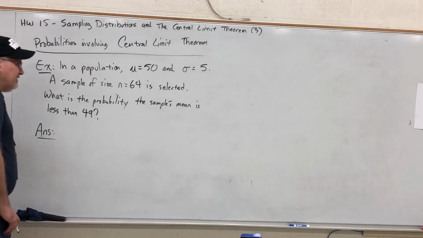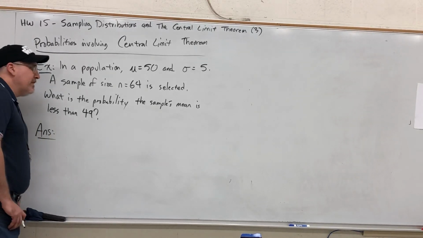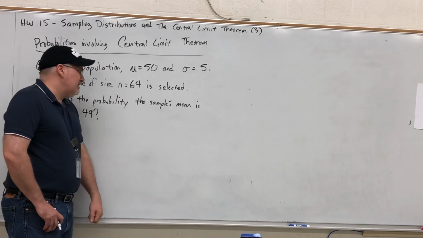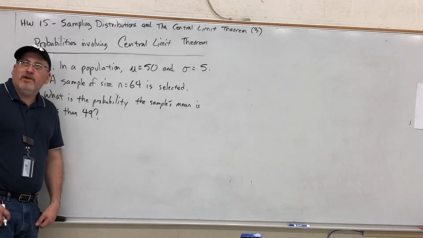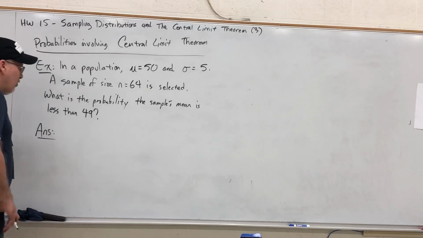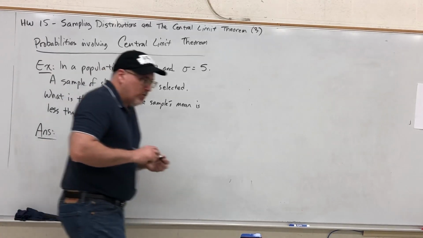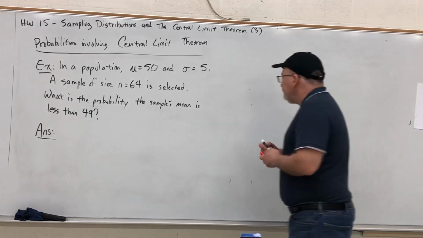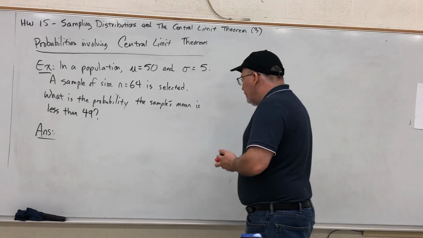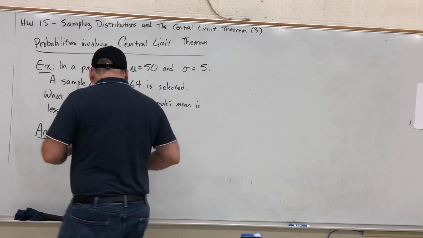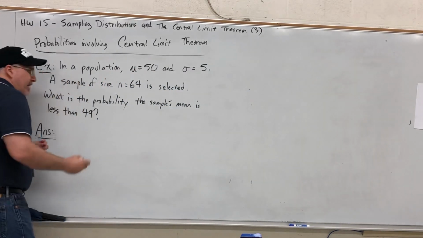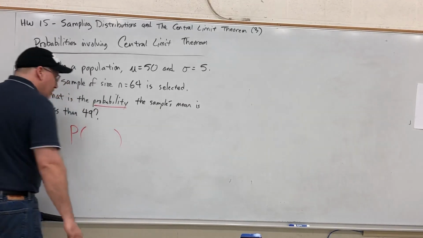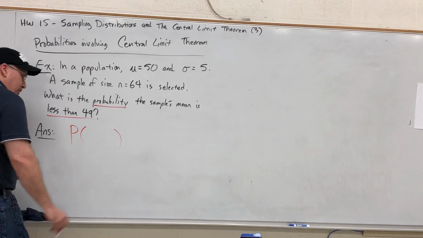What is the probability that the sample's mean is less than 49? In other words, what's the probability that if we pick 64 of these people, their average age is going to be less than 49? Well, first off, let's figure out what probability question this has been asking by drawing a picture. First, let's figure out the problem we're being asked. It's a probability, so we're going to start with a capital P. And something is less than 49.